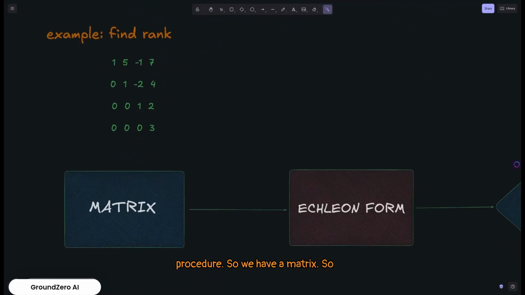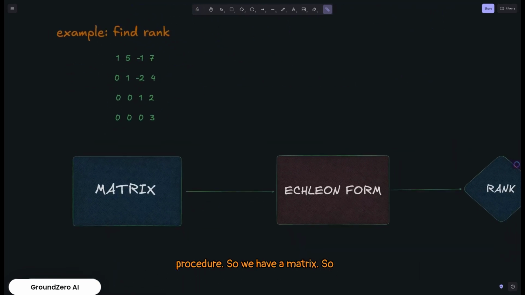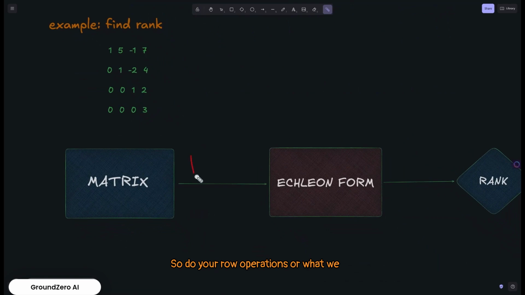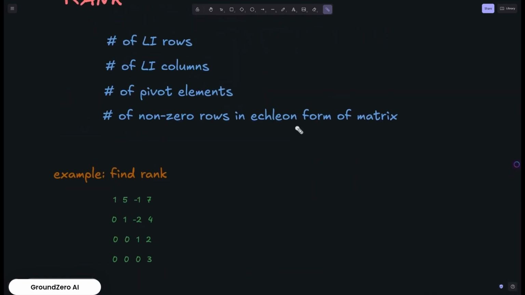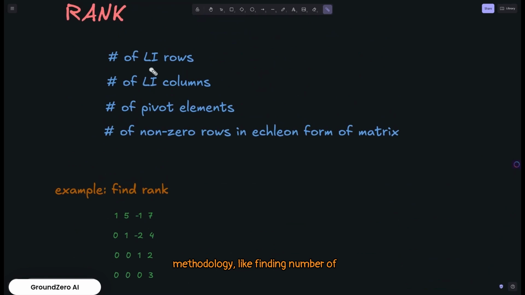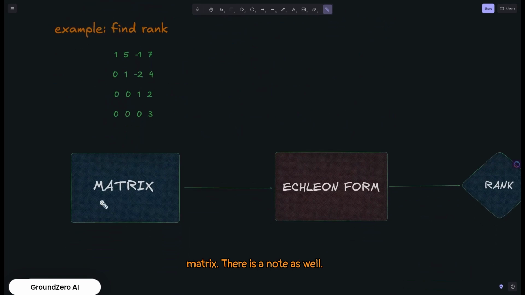There's a simple procedure. We have a matrix, right? So do your row operations, or what we say row reduce, row Echelon form operations, and convert it to Echelon form, right? Once you have Echelon form, you can easily find rank with the above methodology, like finding the number of linearly independent rows, columns, pivot elements, or non-zero rows in this Echelon form of the matrix, right?